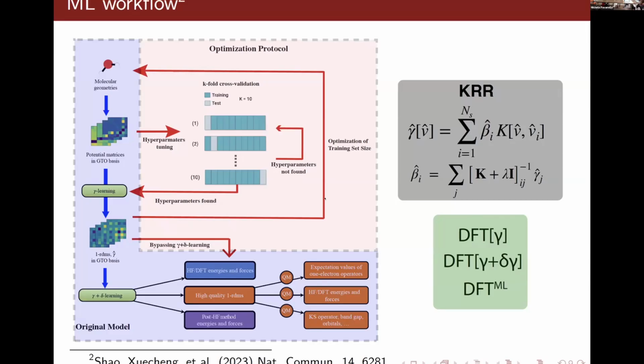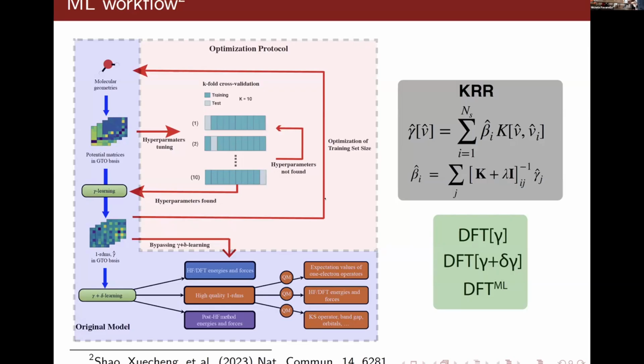Oh, so here, yeah, that depends on what you're interested in. If you want to make a model for Hartree-Fock theory, you can use the Hartree-Fock gammas. If you want a post-Hartree-Fock, very accurate FCI-level method, then you can use that.